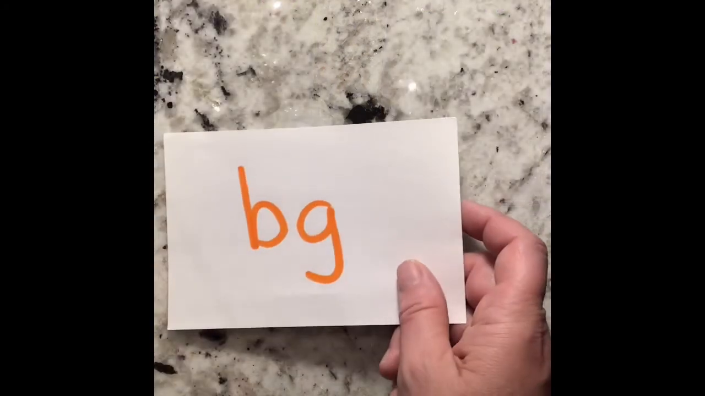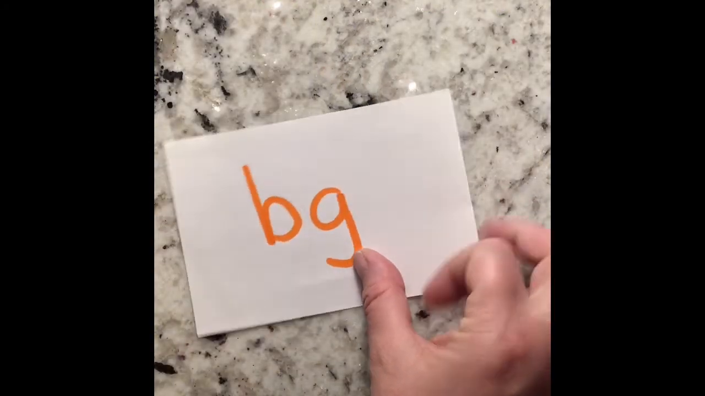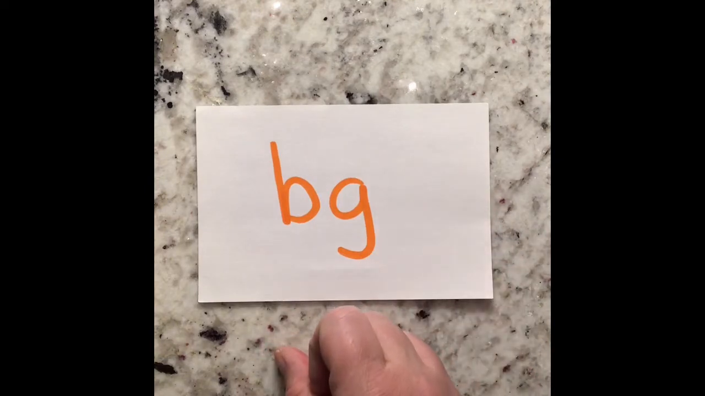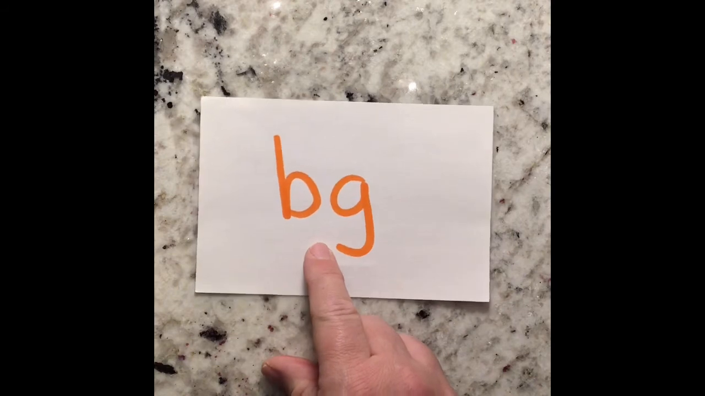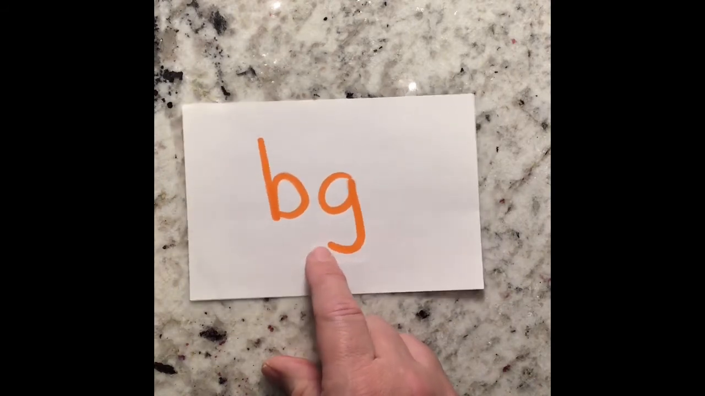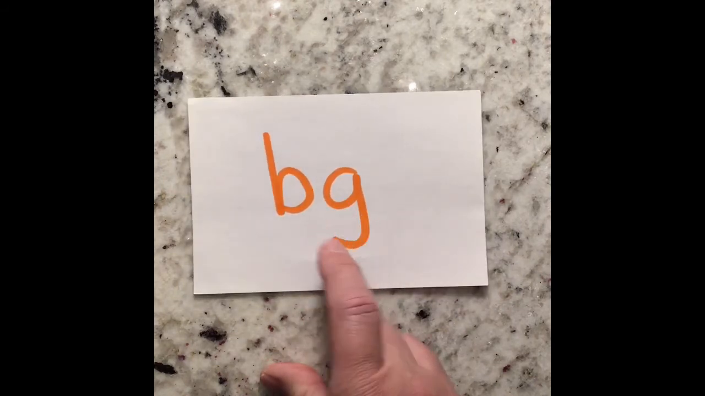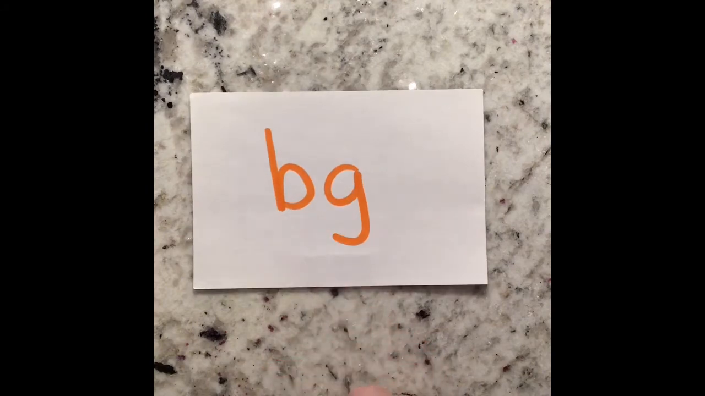All right, our next step is to look at some examples of children's writing to determine which phonics features they don't yet know. So this is a child's writing sample. They are writing the word big. If they write the word big like this, what phonics feature is missing?